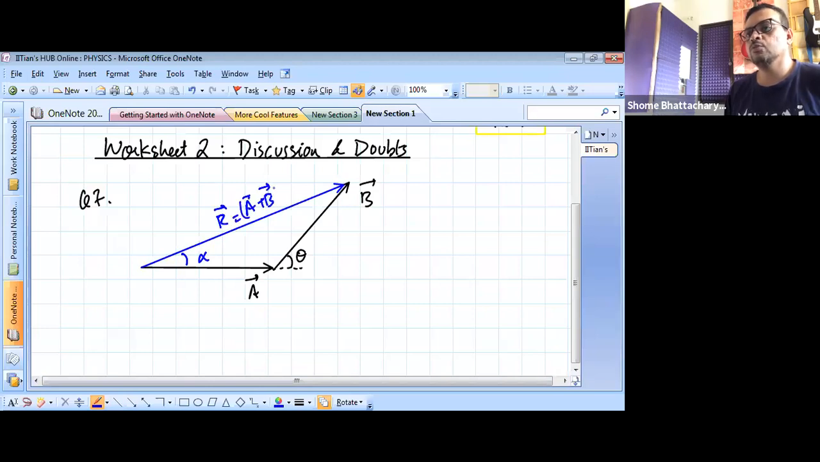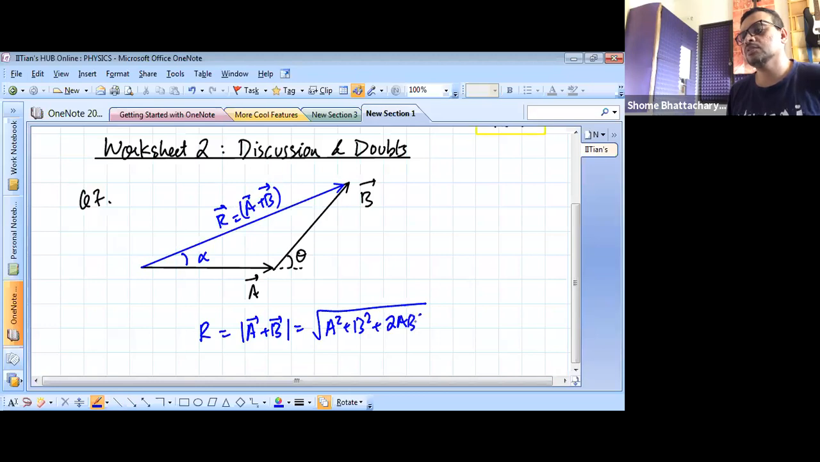For both of these, you have the formula that the magnitude of the resultant is given by root of A square plus B square plus 2AB cos theta, and the angle is given such that tan alpha is equal to B sin theta upon A plus B cos theta. So this is the triangle law as you know it.